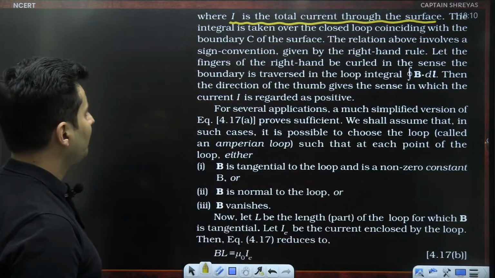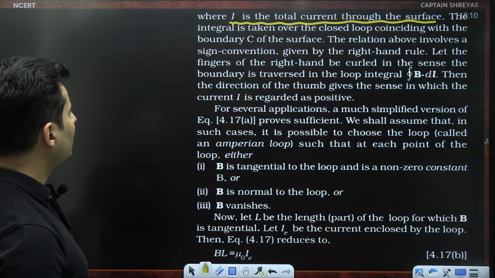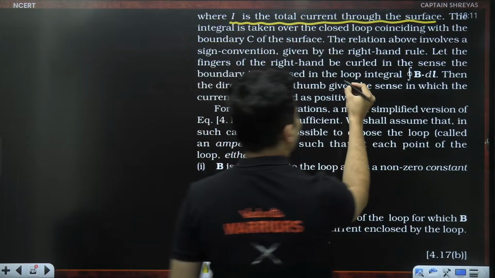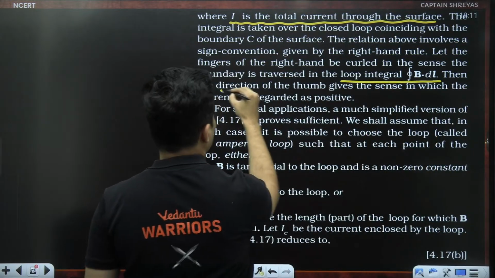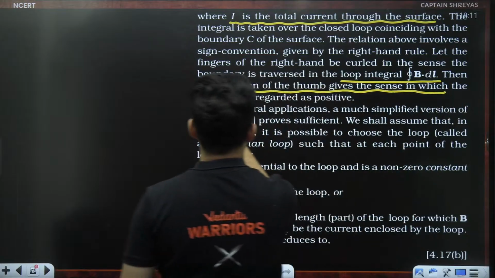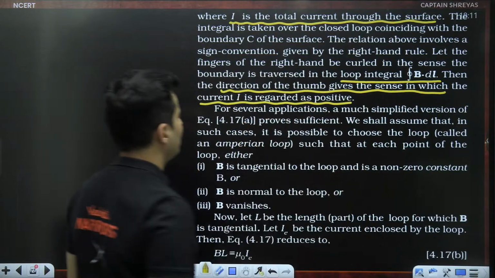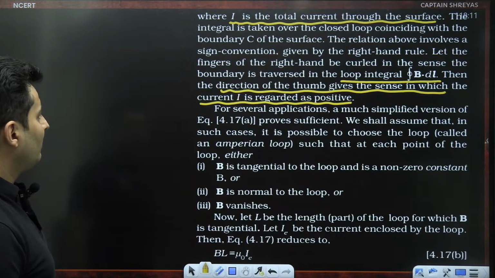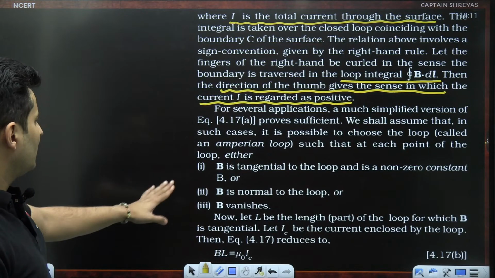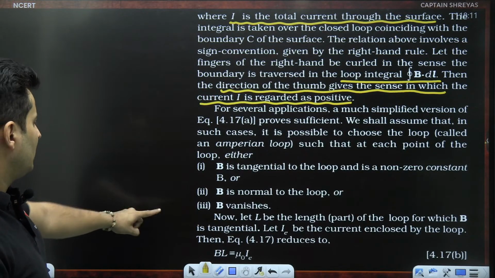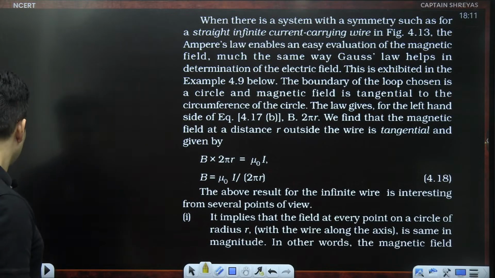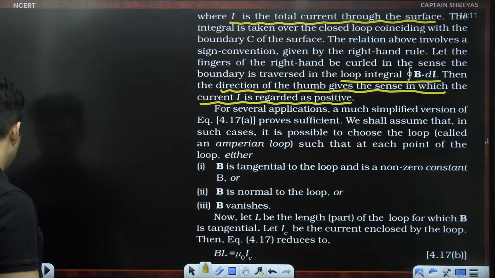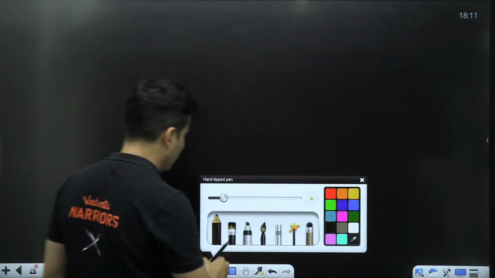All right, this is the loop integral. The loop integral is B dot dl, and the direction of the thumb gives the sense in which the current I is regarded as positive. A simplified version proves sufficient. Okay, and all these things they have mentioned over here. So let's talk about what is Ampere's loop law.